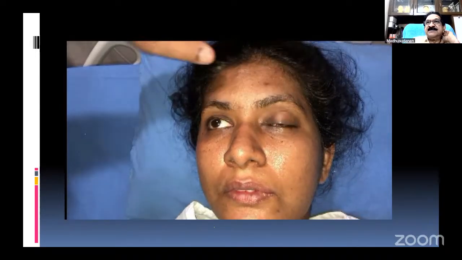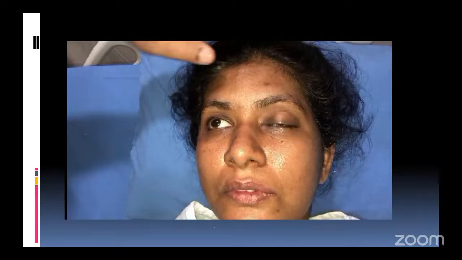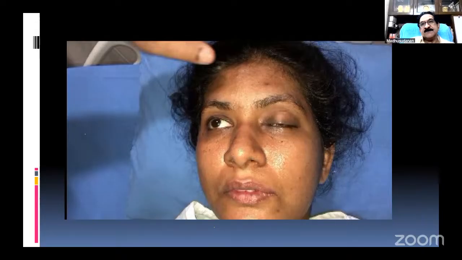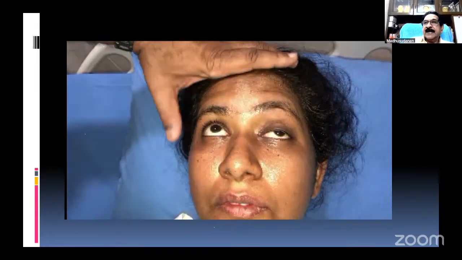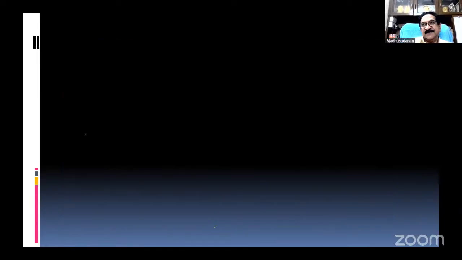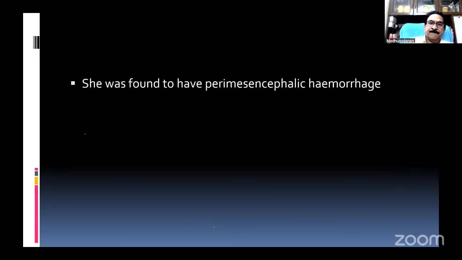It also has ptosis. What is the diagnosis? Third nerve palsy, sir. She's got a third nerve palsy, and the pupil is also affected. But what she actually had was a perimesencephalic hemorrhage, not a PCoA aneurysm leak.